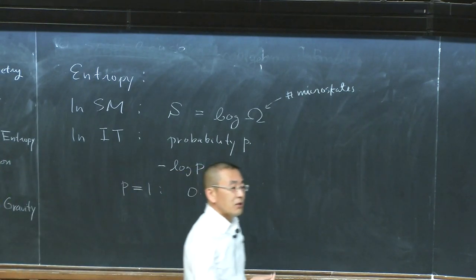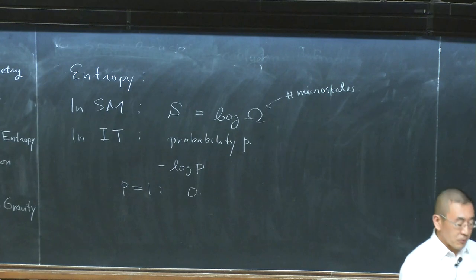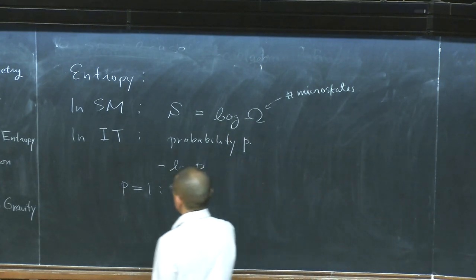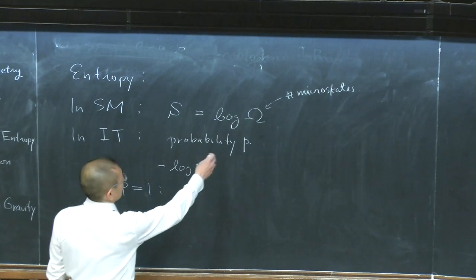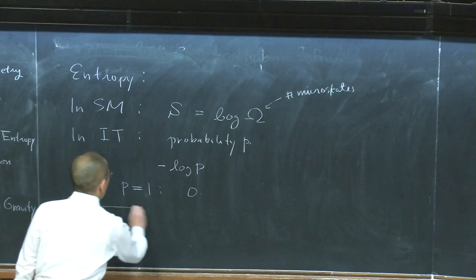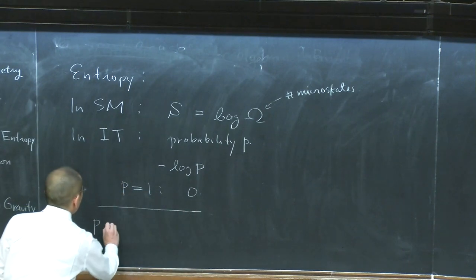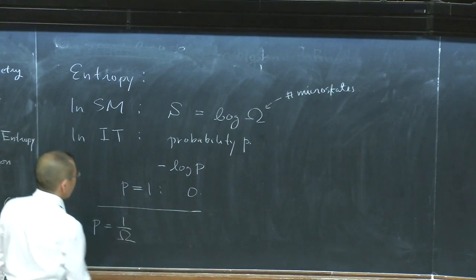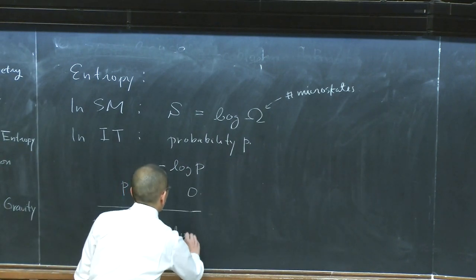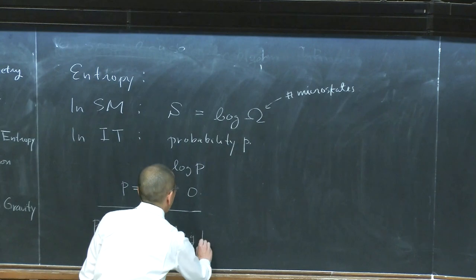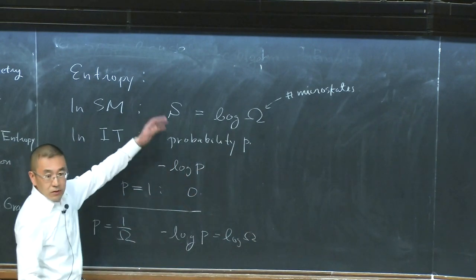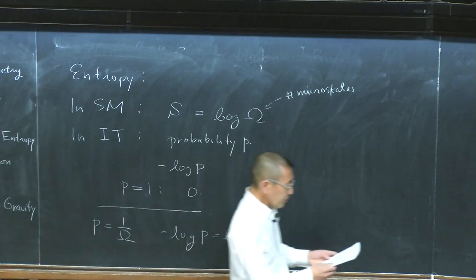Suppose you have omega events, and all the events happen with equal probability, so P is equal to 1 over omega. In this case, minus log P is equal to log omega. So these two notions coincide.